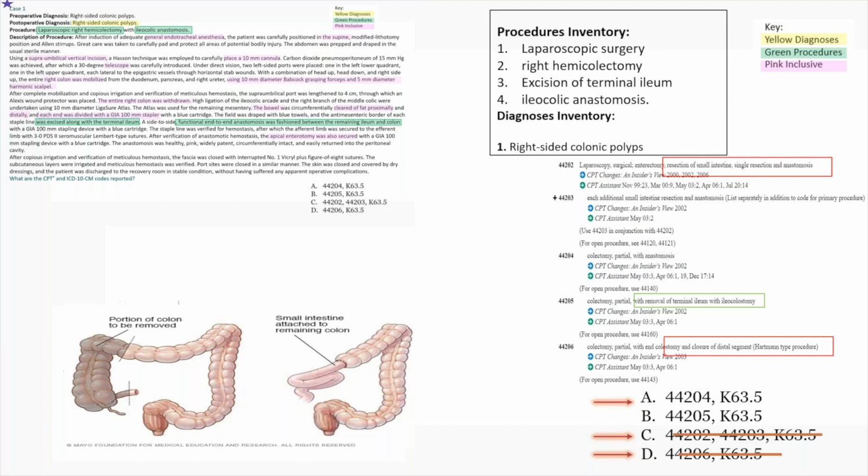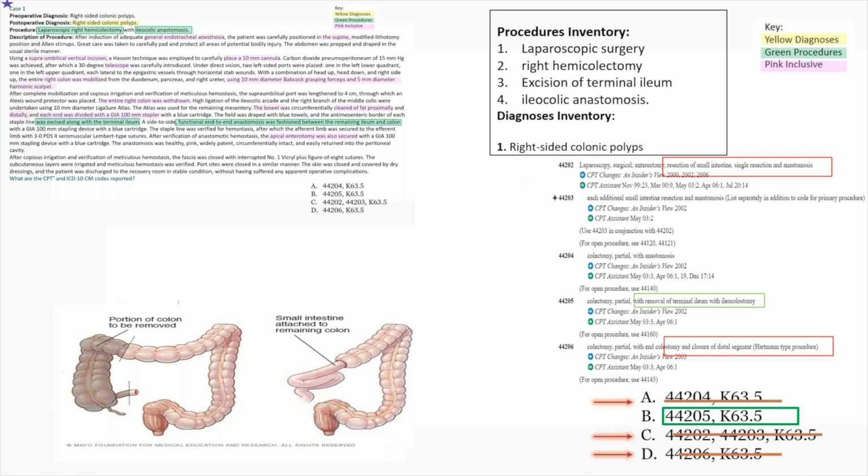It has been performed, and then you can see there is a surgical ileocolostomy, that is a formation of surgical opening between the remaining ileum and the colon. So what the surgeon did, he tied up, he did an anastomosis, an end-to-end anastomosis, which you can see in the second image. So this is what happened in our scenario, and I would pick option B, 44205, as the correct one.